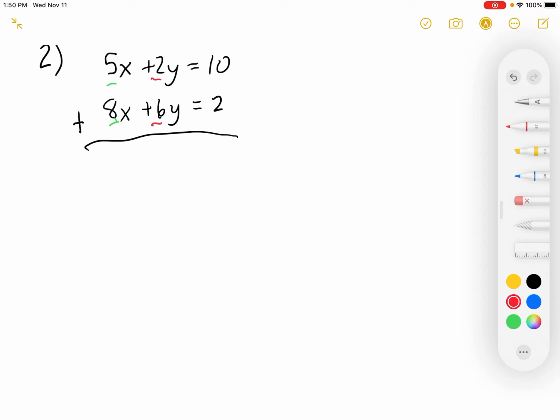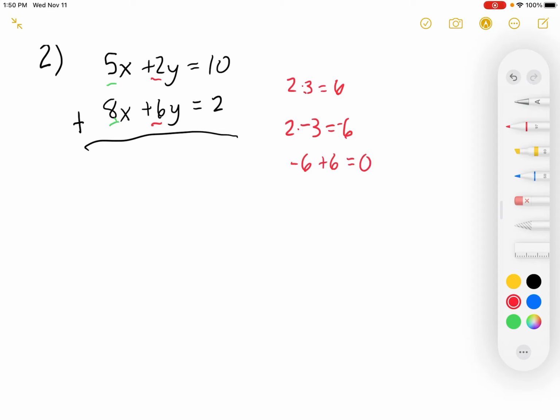2 and 6. Well, I'm thinking to myself, 2 times 3 equals 6. So I could easily multiply that by 3 and make it so that when you add them together, that would go away. However, if we're going to do that, we've got to make sure that this is negative 3, right? Because 2 times negative 3 equals negative 6, and negative 6 plus 6 is going to equal 0.